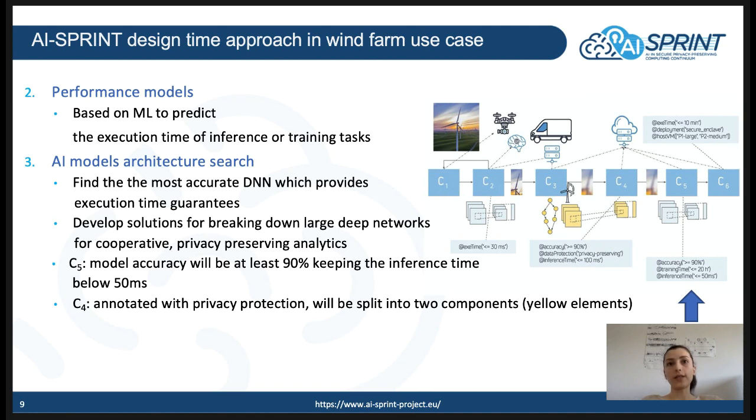Finally, AI Sprint will develop solutions for breaking down large deep networks for privacy preserving analytics. For example, since component C4 is annotated with privacy protection, the AI model will be split into two components, which is shown by the yellow element in the figure.